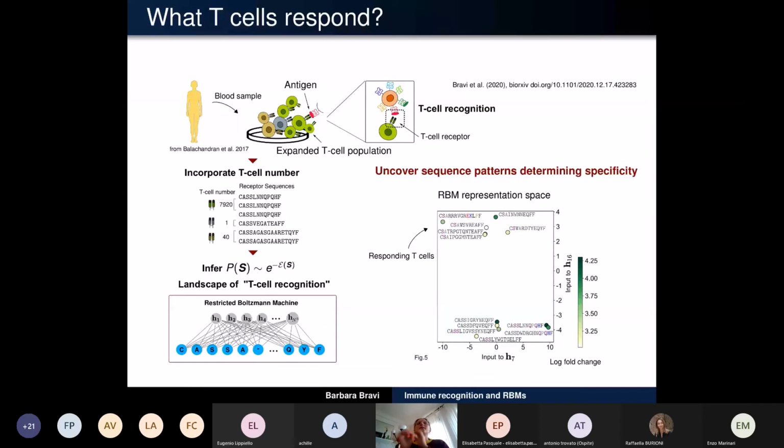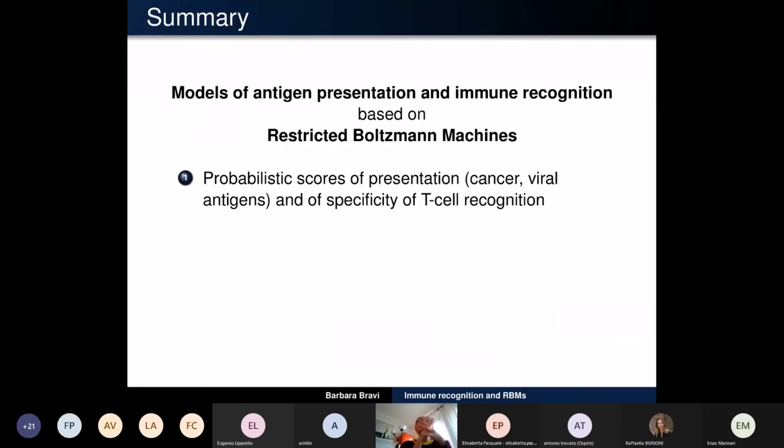So I discussed a statistical physics inference approach to modeling the processes of antigen presentation and immune recognition based on the restricted Boltzmann machines. And I focused on 2 aspects.